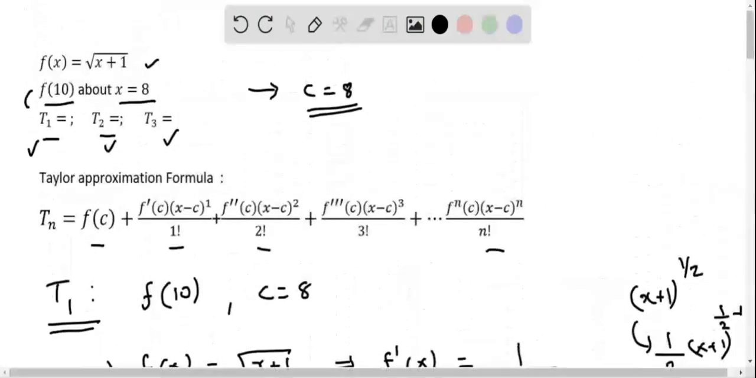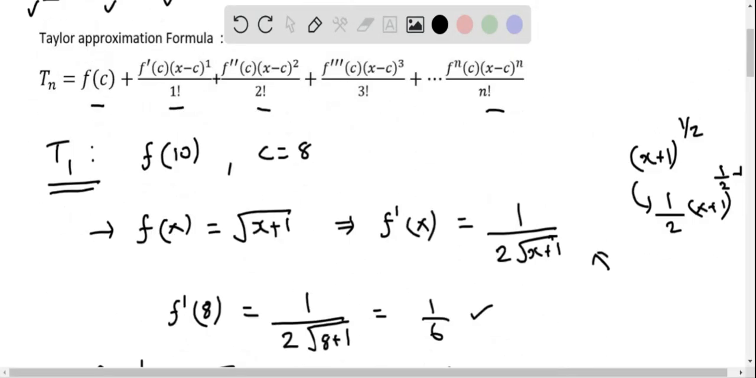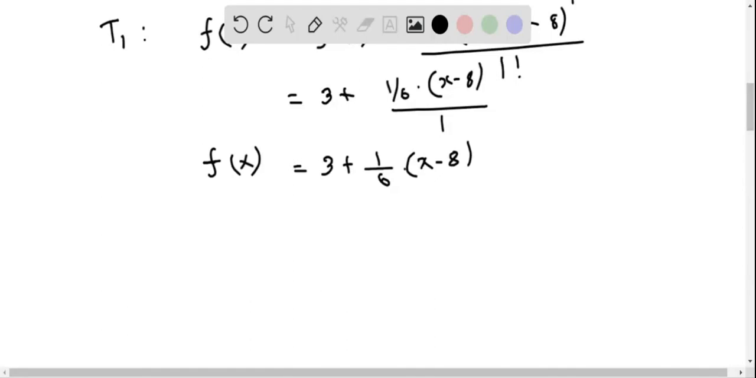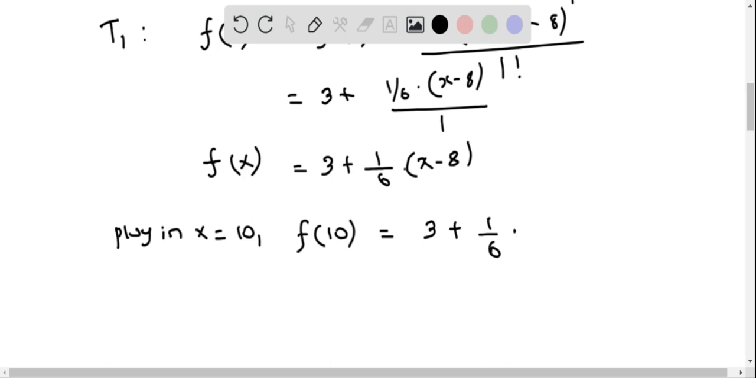But since we have to find out f of 10, we can replace x with 10. So plug in x equal to 10, which means we'll get the first degree Taylor polynomial approximation of f of 10 about x equal to 8. This is equal to 3 plus 1 by 6. Replace x by 10. This will become 10 minus 8. So I can put this as 2. This is going to be 3 plus 1 by 6 times 2.